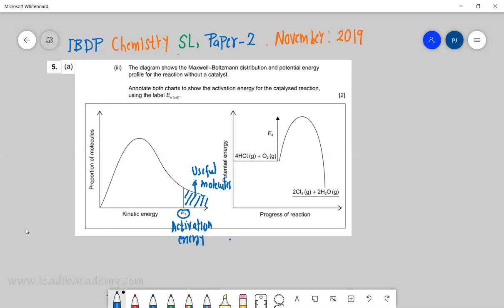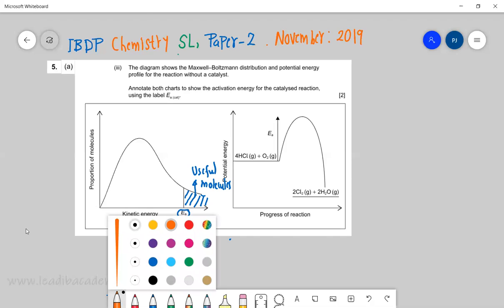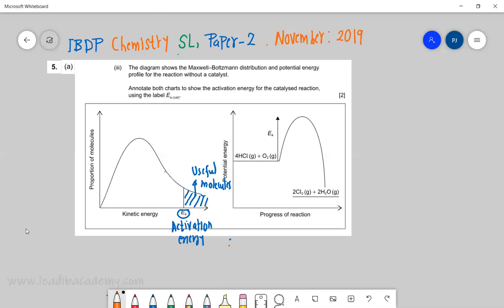Now comes the interesting role. Whenever we put the catalyst, what does the catalyst do? Catalyst reduces this EA, and it gets lowered. So I'll say it is like this, EA catalyst. It has lowered it, it has shifted to the left hand side. Because of that, interestingly, we are getting these additional molecules which otherwise were not there. These are additional useful molecules because of the addition of catalyst.